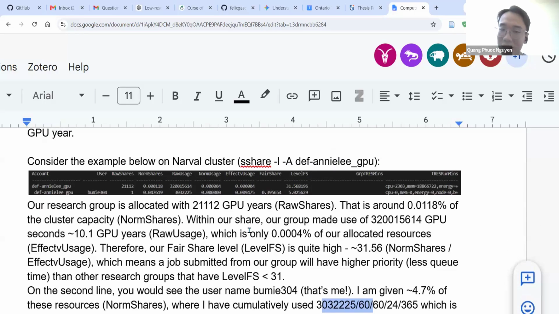So within our groups, I have been using around 0.1 accumulated years of GPU resource, which is relatively small. So my fair share level is greater than 1. Which means that I will have higher priority in terms of job queues compared to other lab members that have fair share level smaller than mine, and vice versa. So that is on the Nibi cluster.